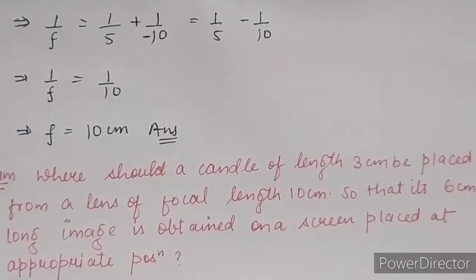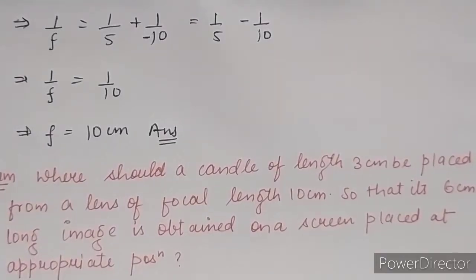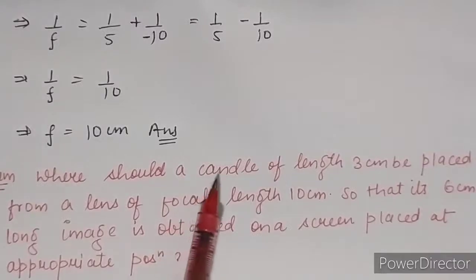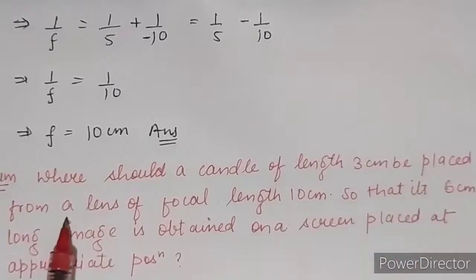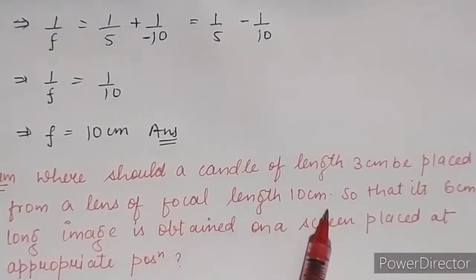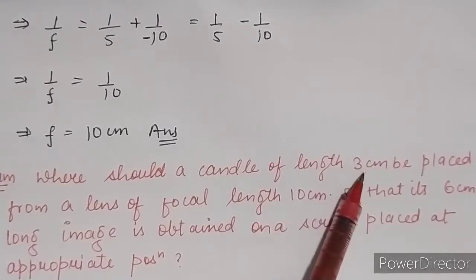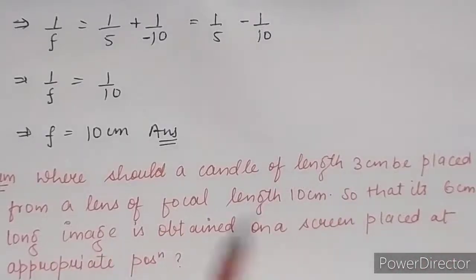This is the question. Okay, we have a candle of a length of 3 centimeter placed from the lens of the focal length of 10 centimeter, so that its 6 centimeter long image is obtained on the screen placed at an appropriate position. So this is the length of the candle, the object height. This is the length of the image, so this is the height of the image, and this is the focal length of the lens. Okay, this is your question.